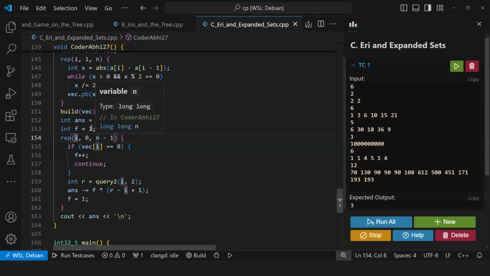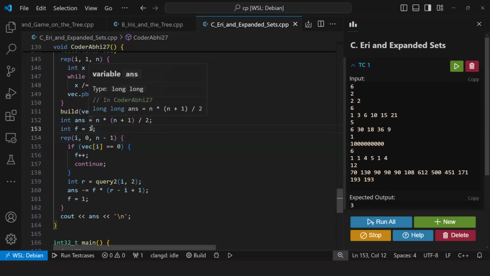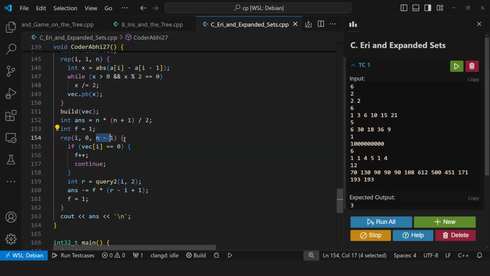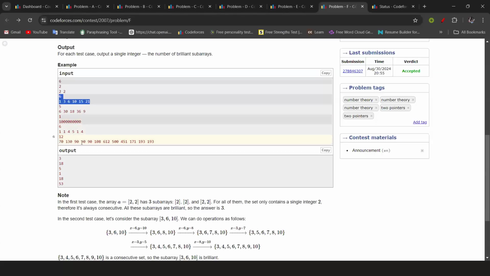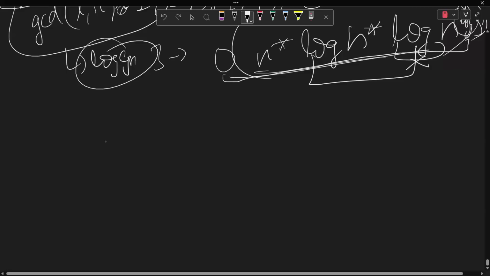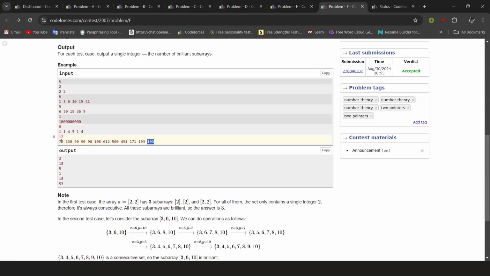So I'll fix my L. Now this difference vector is of size n minus 1. That's why I'm only going till n minus 1. Now, one small edge case you have to consider here is if the difference is 0, let's say there is 90, 90, 90, the difference is 0. Then you would see the GCD in the difference vector.